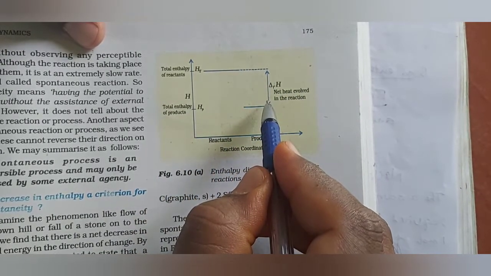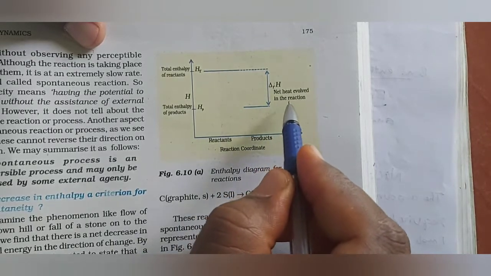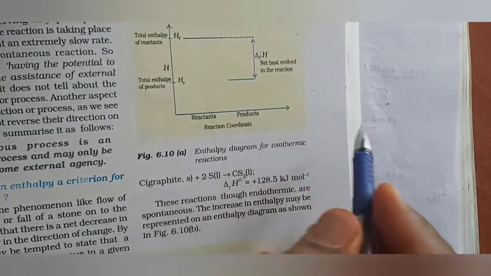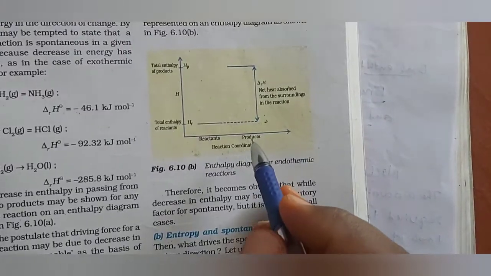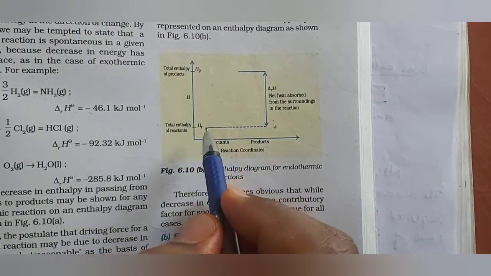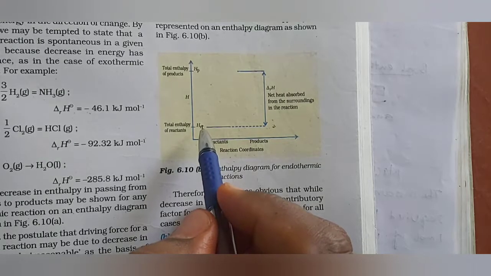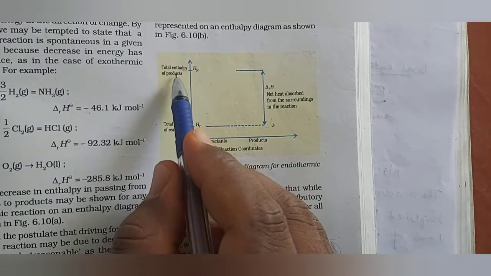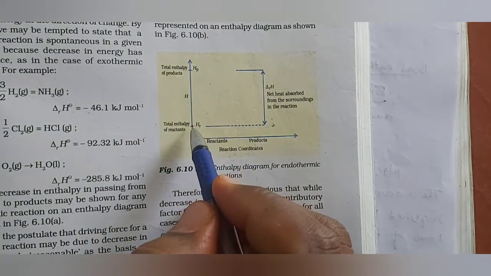What is the difference of energy? That amount of energy is going to be evolved. That's why it is represented with a negative sign. Okay, next, coming to this diagram, the heat energy of products is greater than the heat energy of reactants. The total enthalpy of products is greater than the total enthalpy of reactants.